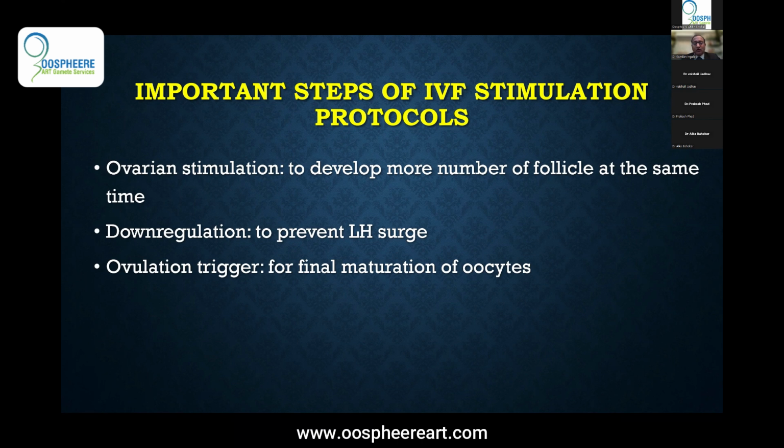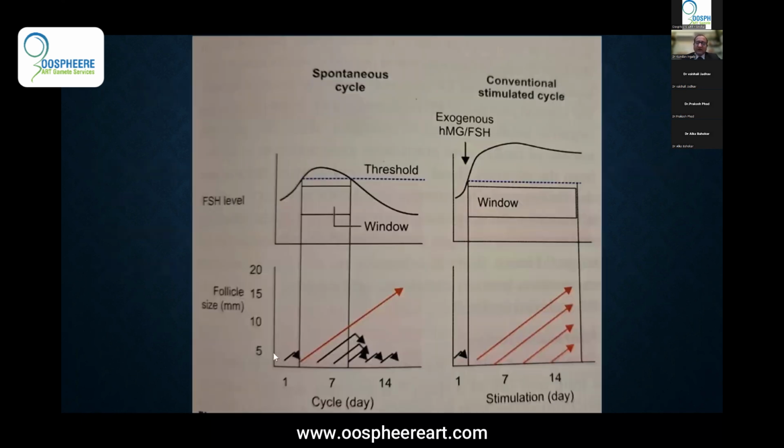The third part of the protocol is the ovulation trigger, which causes final maturation. So we have only two options. Either we give hCG from outside, or we give a GnRH agonist so that there is an endogenous LH release which will mature the oocyte. Now this is a simple protocol or a simple physiology.